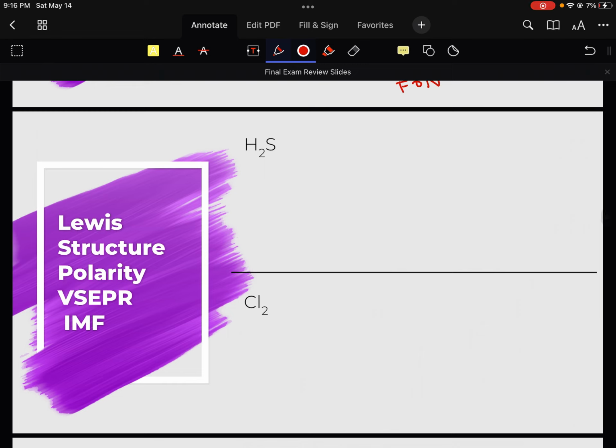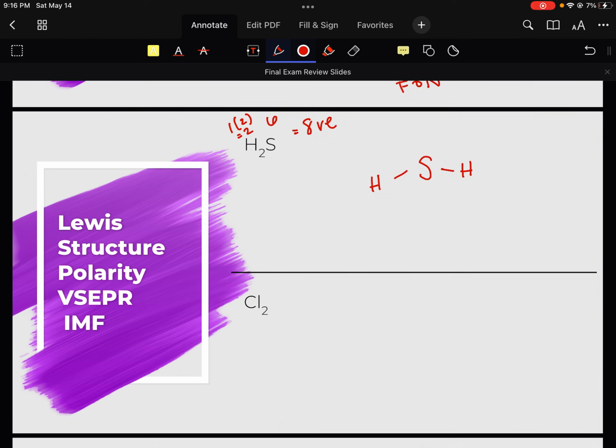When we draw our Lewis structures, the first thing we want to do is count our number of electrons. Sulfur has 6 valence electrons, and hydrogen has 1, but there's 2 hydrogens, so a total of 2. That means we have 8 valence electrons. I know that sulfur is going to go in the middle because it's by itself, and hydrogen is going to be bonded to it, so I put hydrogen on each side. Remember, hydrogen can only have one line. It can't have dots, it can't have anything else, just one line.